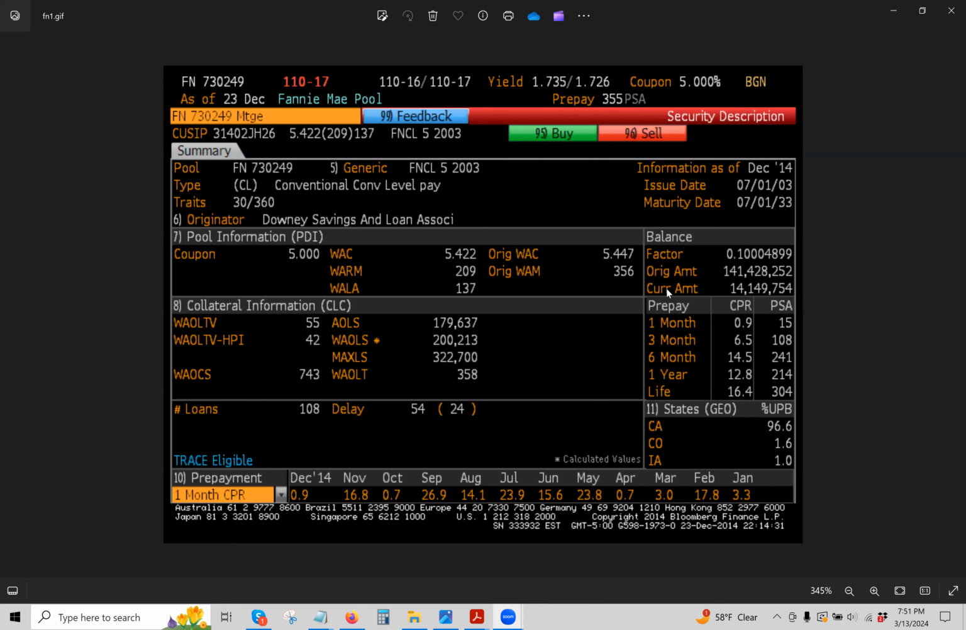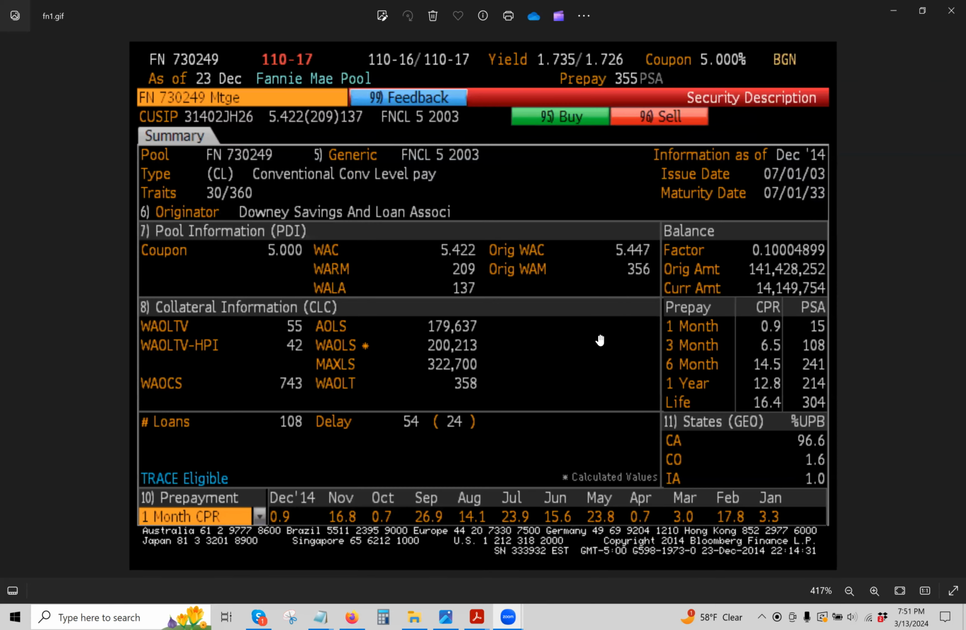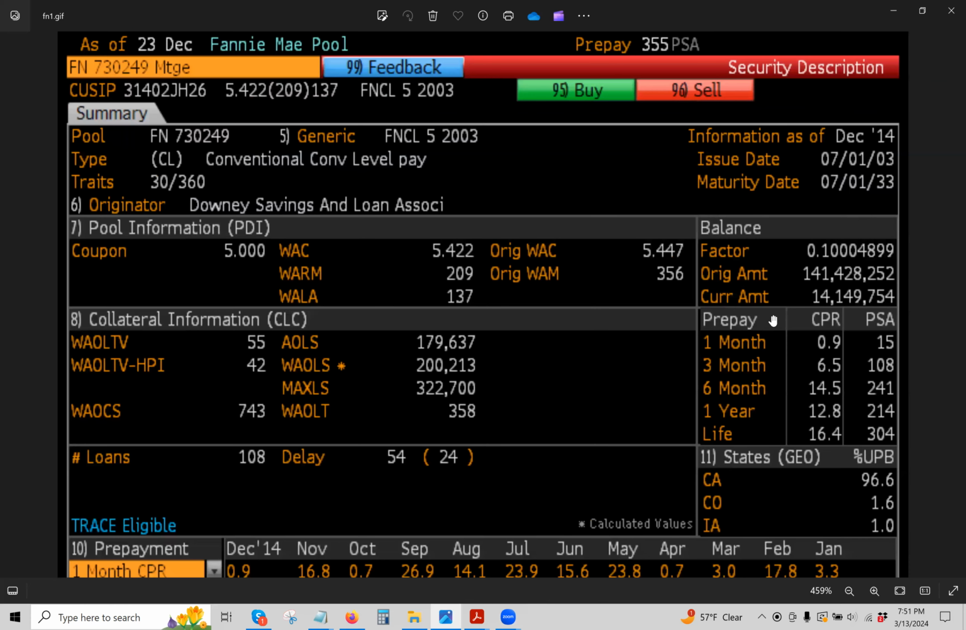So you see the balance here. And this is interesting. This is one of the things that you want to look at. Sometimes you'll see an original balance. So this is telling you the original balance of this trust or this pool, roughly $141 million. And then you see the current amount. So it went down to $14 million.